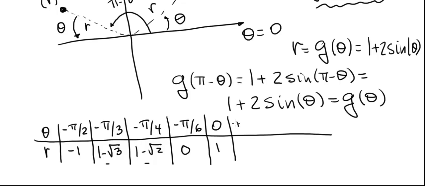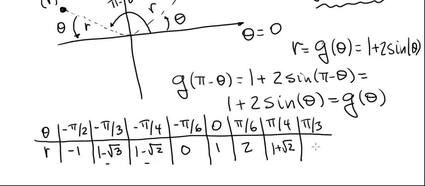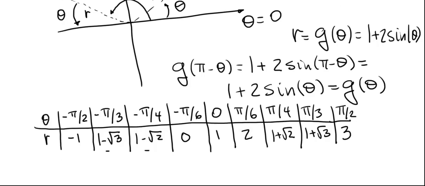When theta is pi over 6, r is going to be 1 plus 1, which is 2. At pi over 4, r is 1 plus square root of 2. And at pi over 3, it will be 1 plus square root of 3. And finally, at pi over 2, r is going to be 3. So those are the points that we need to plot, and that will give us a very good indication of what the graph will look like. When we use symmetry, we'll get the whole graph.